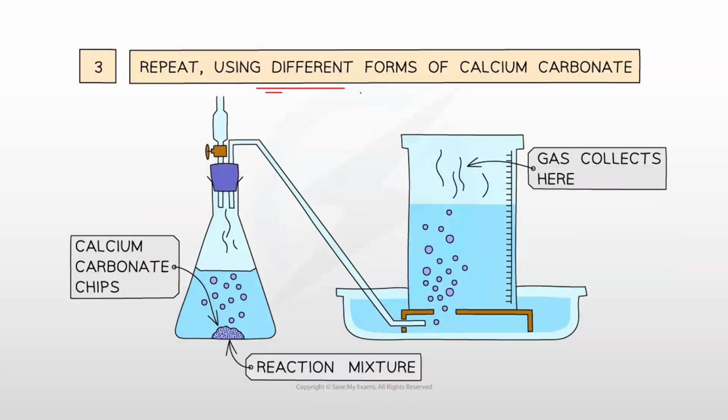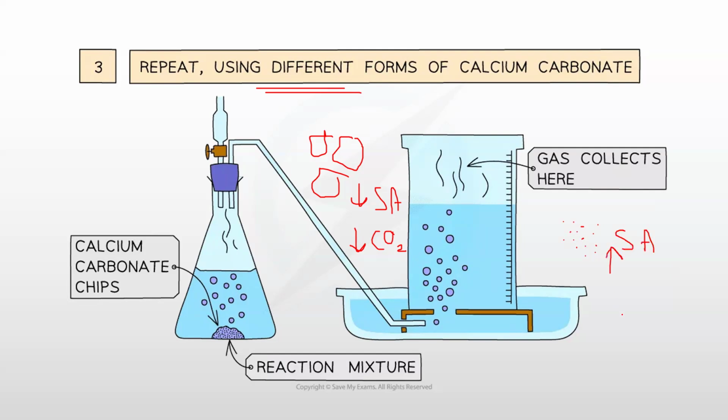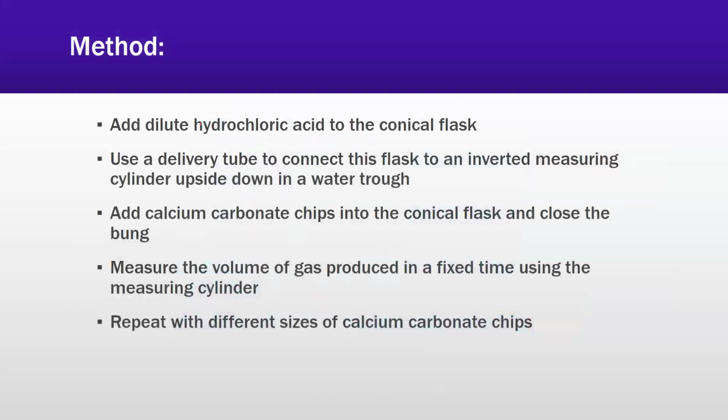Repeat using different forms of calcium carbonate. You can use a powdered calcium carbonate as well. You can use the chips of calcium carbonate, whole lumps of calcium carbonate as well, and then see. जैसे कि if you take a lump form of calcium carbonate which has a lesser surface area, it would produce less number of bubbles. मतलब कि less CO2 would be produced. If you take powdered calcium carbonate, now powdered calcium carbonate का क्या मतलब है? That the surface area of powdered calcium carbonate would be higher. Hence, more CO2 bubbles can be seen, which means that faster was the rate of reaction.